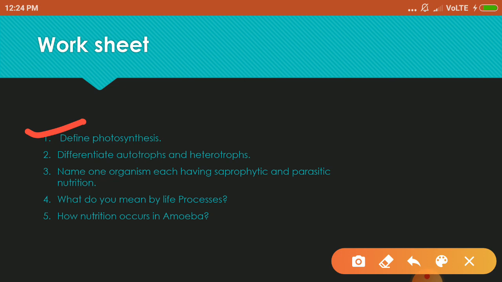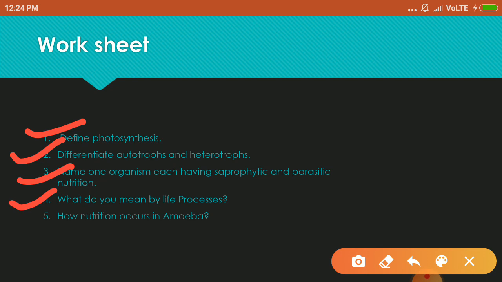The organisms which perform autotrophic mode of nutrition are called autotrophs, and the organisms which perform heterotrophic mode of nutrition are called heterotrophs. Now, name one organism each having saprophytic and parasitic nutrition. So, saprophytic nutrition is found in fungi, and parasitic nutrition is found in tapeworm, roundworm, leeches, many are there. What do you mean by life processes? Life processes are those processes which are essential for maintaining our life.